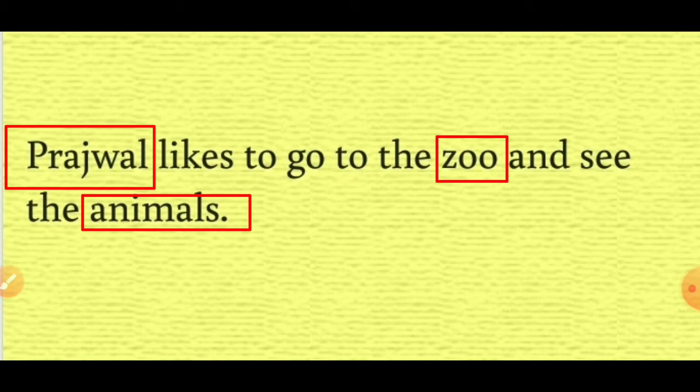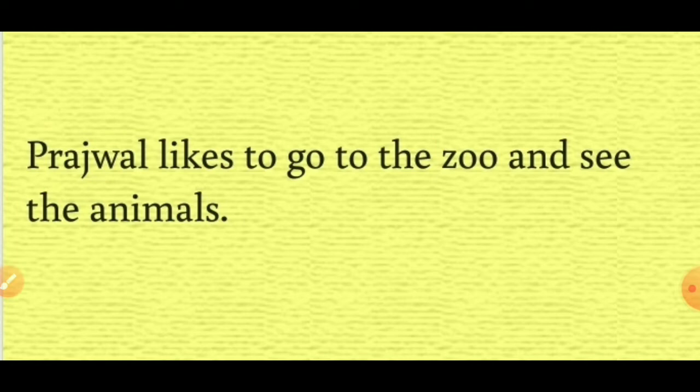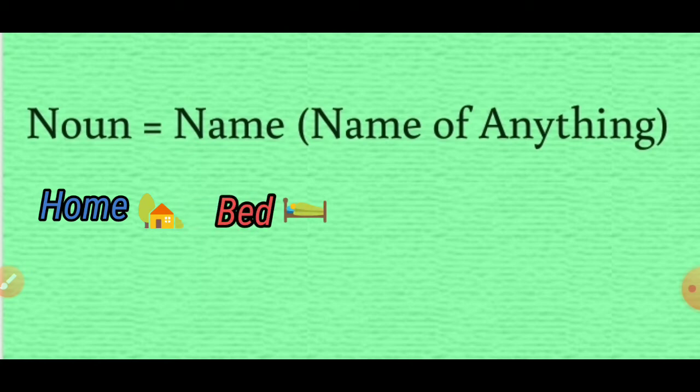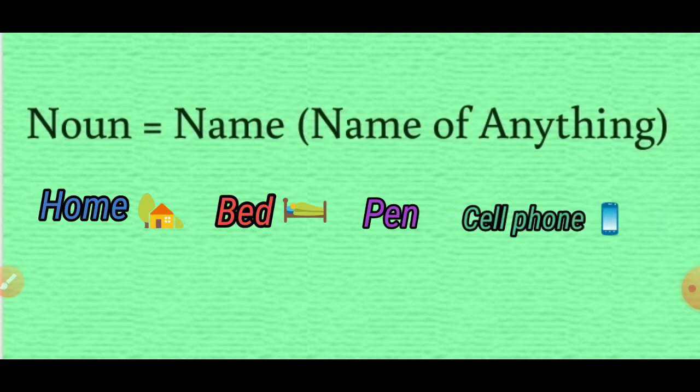Nouns can also be things like watch, t-shirt. So basically what I'm trying to say here is, noun is equal to name, the name of anything. See your surrounding, wherever you are sitting now, in your home, right? Home is a noun. You may be sitting on your bed. That's a noun. You may be holding a pen in your hand. Pen, that's a noun. You're watching this video on a cell phone. Cell phone, that's a noun. You may have the textbook or book with you. Book, that's a noun. Right? Anything in your surrounding, whatever things you see, if they have a name, that is called a noun.